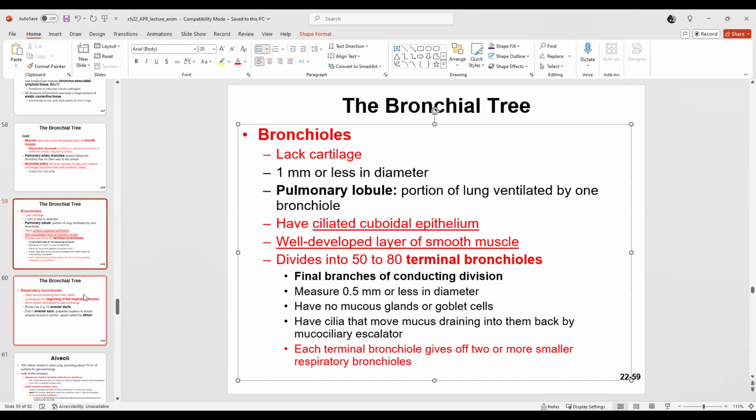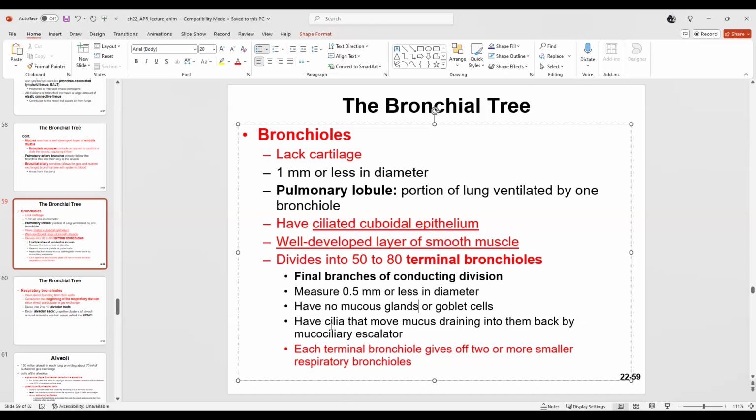So what do we have to do? We have to give you something that will relax the smooth muscle, and albuterol allows us to relax it. We have about 50 to 80 terminal bronchioles. Terminal bronchioles are the big ones right here, the important ones. Each terminal bronchiole, even though you think it's terminal, that's the end, it's not.